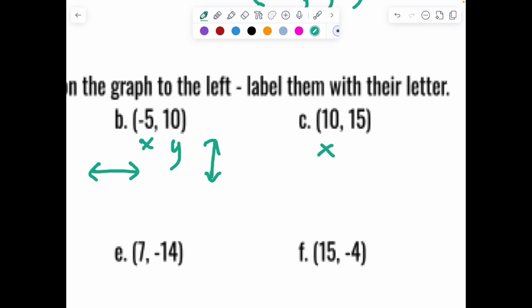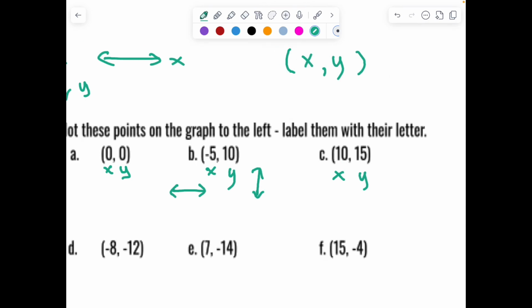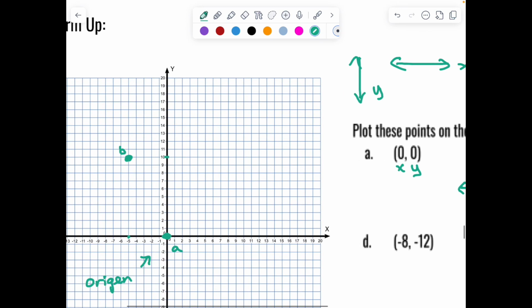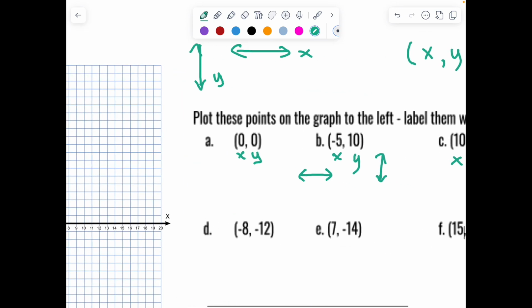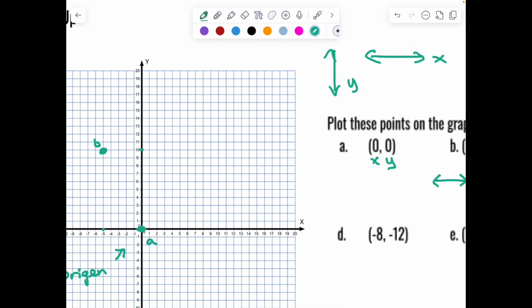Moving on to C. This is our x value, our y value. So we're going to go find 10 on the x, 15 on the y. Okay, 10 on the x, it's right here. And then we're going to go up 15 on the y. So that's right here. This is point C.